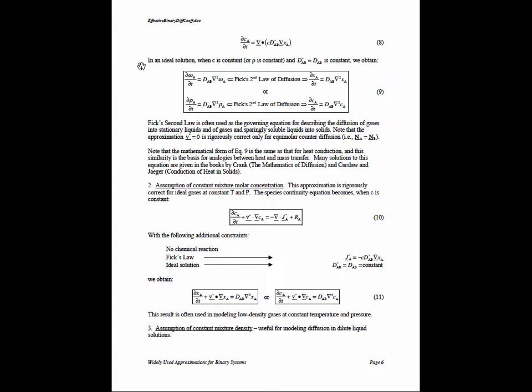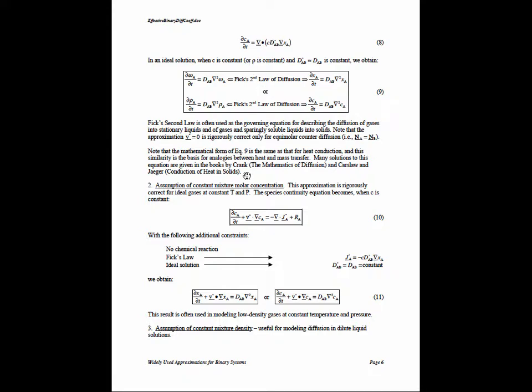For an ideal solution where either the total molar concentration or density of a mixture is constant, you get the familiar form of Fick's law both in mass-based units as well as molar-based units. And then if the density is constant and the molar concentration is constant, you'll find these are the forms of Fick's second law of diffusion. These are the most widely used forms of the diffusion equation, the transient diffusion equation, in the absence of chemical reaction.